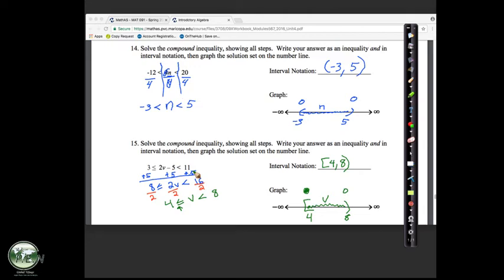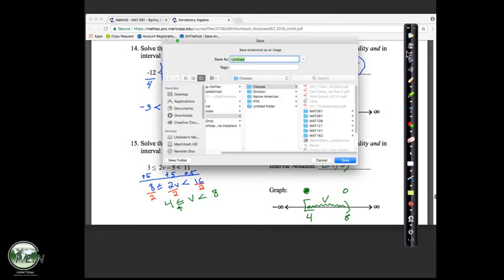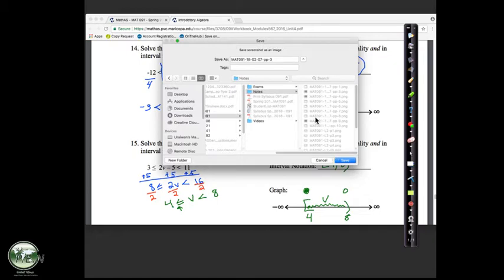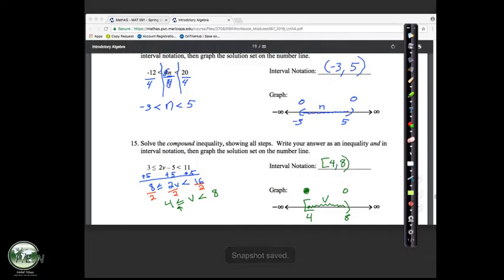Now I heard a rumor. Let me take a picture of this first. Okay, so we'll call this page 1. Let's see where it's going to put it. We'll have it put here under notes. Oops. Okay, so there's a note saved on that.